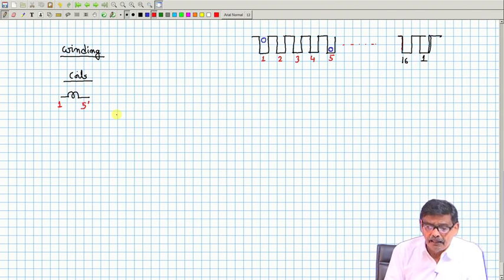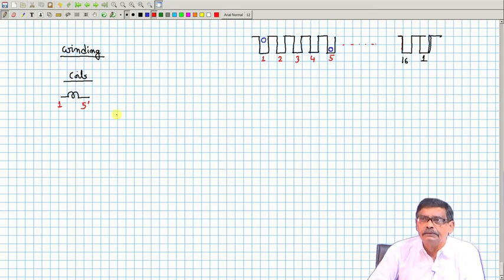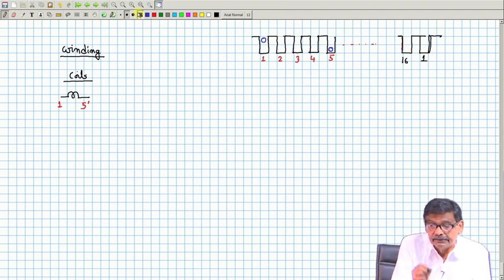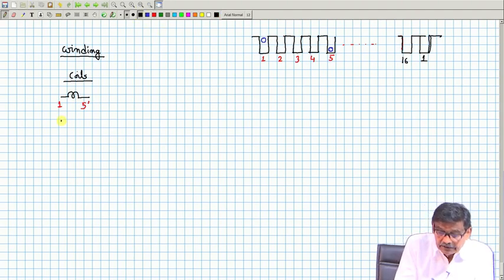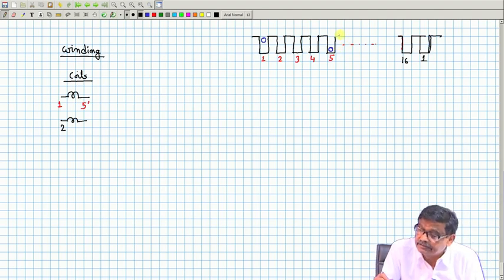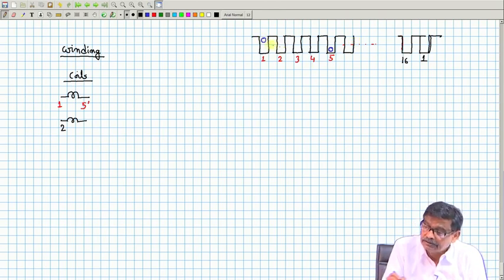Okay. Now, what happens is this, there will be 16 coils and all the 16 coils will be connected in series and the circuit will be closed. Now, the next coil I will take and I will start like this. Next coil I will start from 2 and its return will be in 6 dashed. So, this is coil 1, this is over.